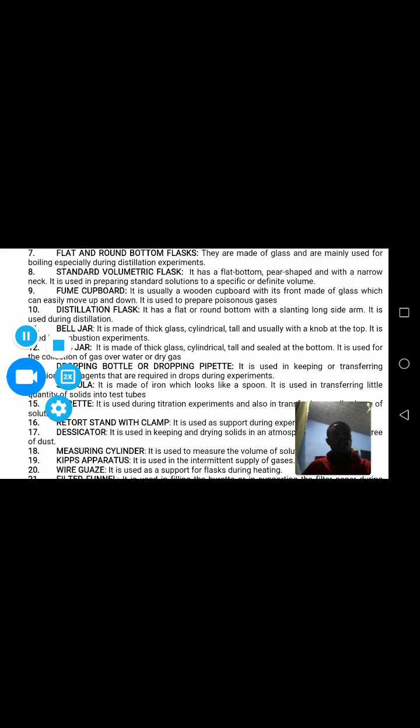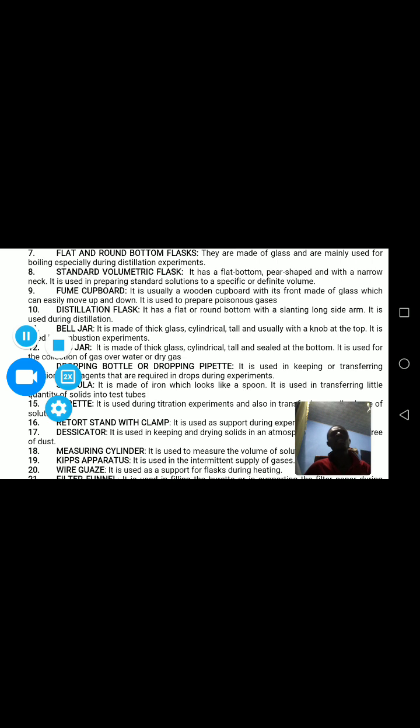Okay, all right. Next one is standard volumetric flask. A standard volumetric flask is flat bottom, pear-shaped and with a narrow neck. It is used in preparing standard solution to a specific or definite volume.